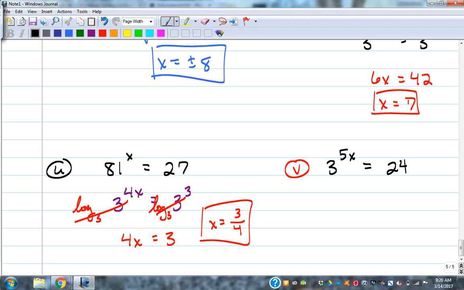24 can't be written as 3 to a power, right? So there's where the problem exists, that we can't do that with exponential stuff. So we could get rid of the base 3 though with the log base 3. If I take the log base 3 of 3 to the 5x, I have to do the same thing to the other side. Well, on this side, what happens with the log base 3 and the 3? They cancel each other out, and we just get 5x over there.